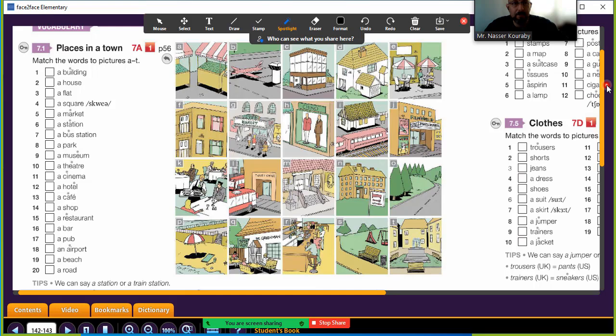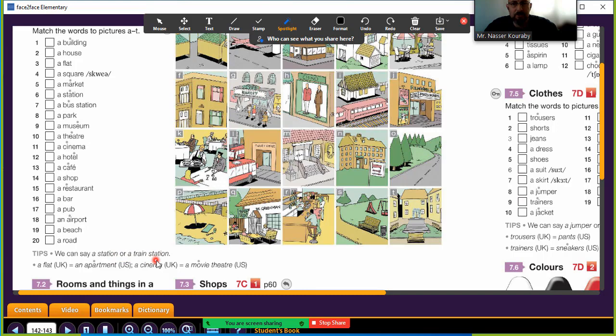We can say a station or a train station. We say metro station, bus station, but for train station, we usually say just a station. For example, you are in the street and someone asks you, excuse me, where is the station? So I understand now he needs what? Bus station? No, train station. But you say, where is the station?